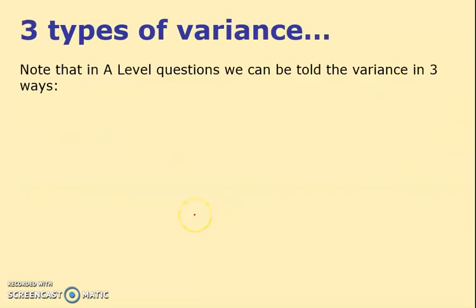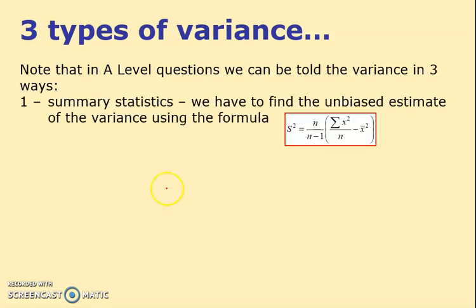So there are 3 things I just want you to be aware of in regard to the variance. You might be told summary statistics in your question, and essentially you can therefore work out the unbiased estimate of the standard deviation, or the variance. Notice what I'm saying here is they may not tell you what the new variance of the new test is, so therefore we have to work it out.